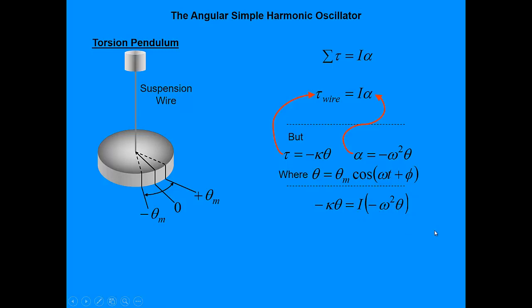what do you notice? Well, the negatives cancel, but what else? The thetas cancel. Now be careful here, because this is a loaded theta, this tells us a couple of things. First off, the amplitude canceled out of the problem. So that means the amplitude is not going to affect the period of the torsion pendulum, right? Much like the amplitude did not affect a mass on the end of a spring.